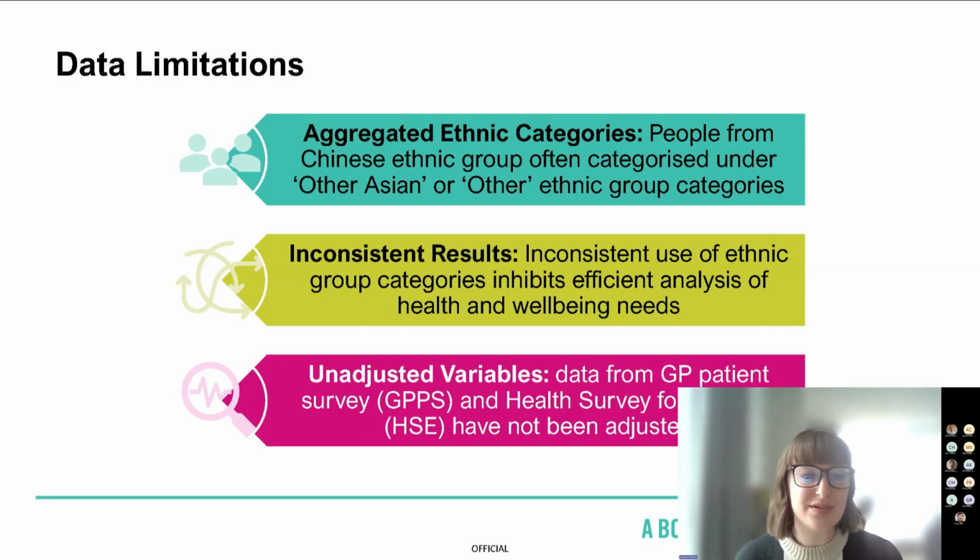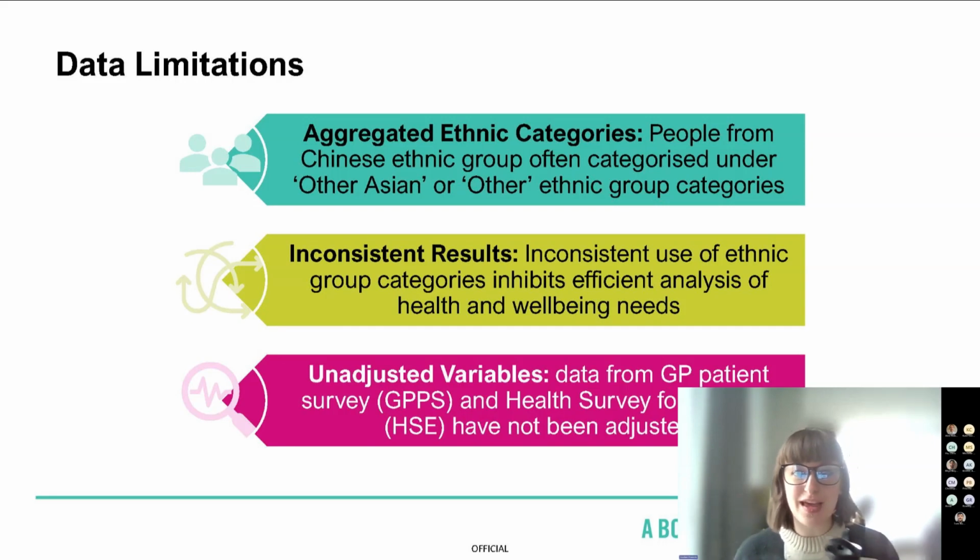And one thing just to consider as well is some data sets, like the GP patient survey, have unadjusted variables, which means when we look at the outcomes, they may be slightly influenced by other demographic factors like the age or the gender distribution of a population.